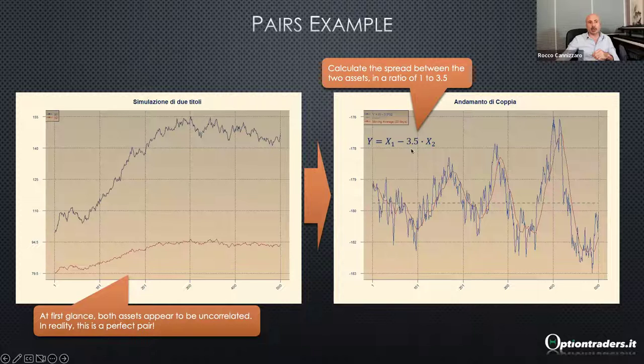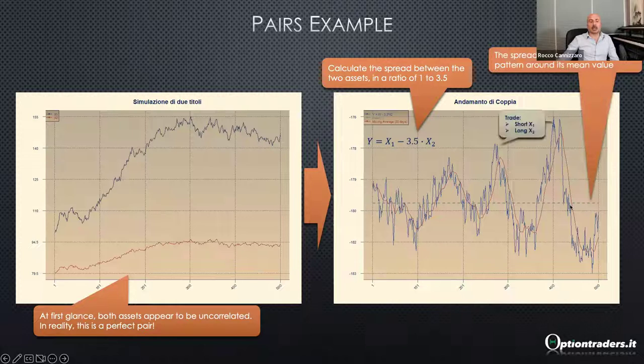So how do we use this information? First of all, if you look at this chart, you will see that it oscillates up and down along a certain average value, which in this case is this dotted green line. Ideally, when we are reaching the top on the high side, it's a good time to short X1 and go long on X2, because if the spread is too high, it means the two assets are diverging too much, which means that X1 is getting too big, rising much faster than the rate at which X2 is rising.